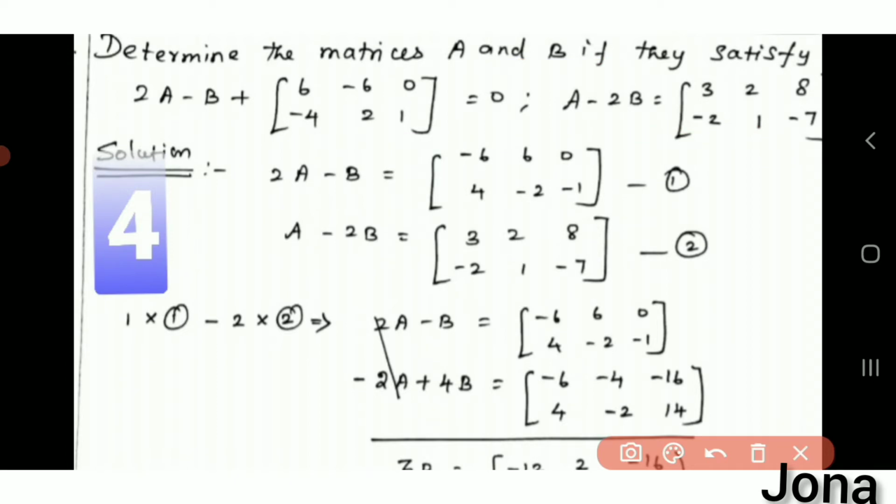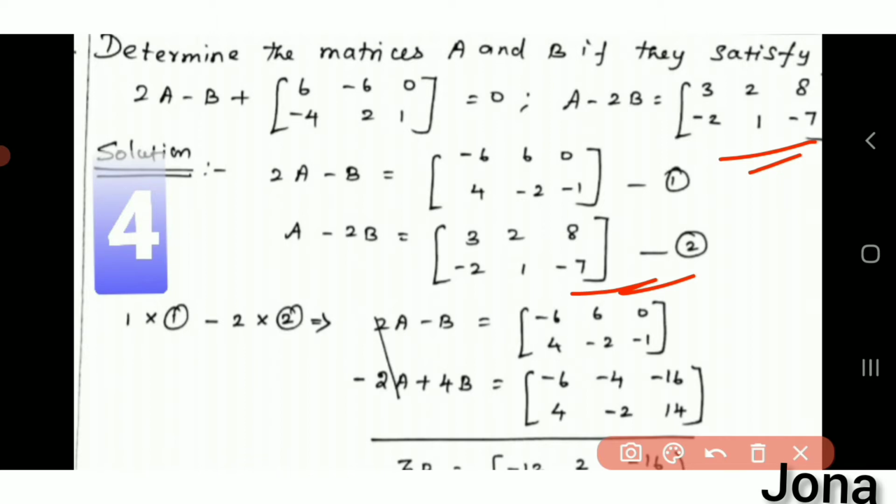First we take the first equation, keep the A and B terms on the left hand side and take the constant to the right hand side so that the sign will be changed. So we have minus 6, plus 6, 0, plus 4, minus 2, minus 1 here. That is the first equation. And then take the second equation as it is here. So we want to solve both the equations.